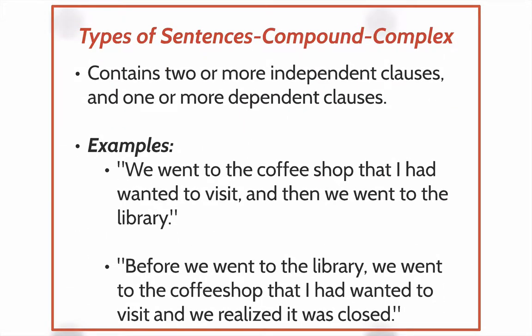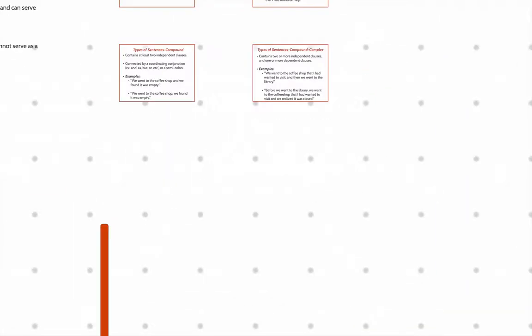And then we have the last kind, compound complex. This is going to contain two or more independent clauses and one or more dependent clauses. So an example would be, we went to the coffee shop that I had wanted to visit, and then we went to the library. Or, before we went to the library, we went to the coffee shop that I had wanted to visit, and we realized it was closed. Right? So you have combinations of independent and dependent clauses there. And this is probably the most complex type of sentence that you're going to use.